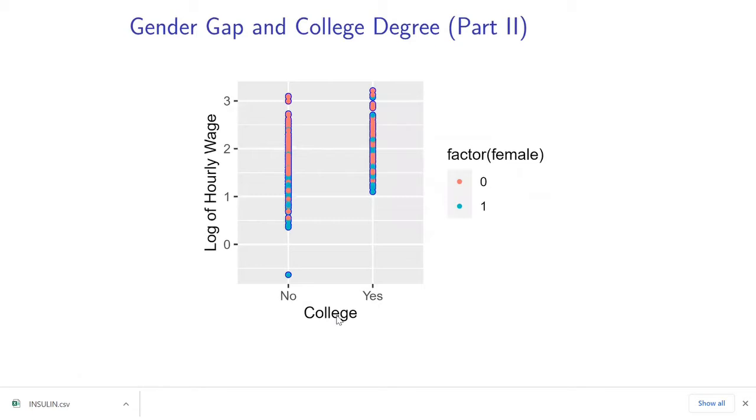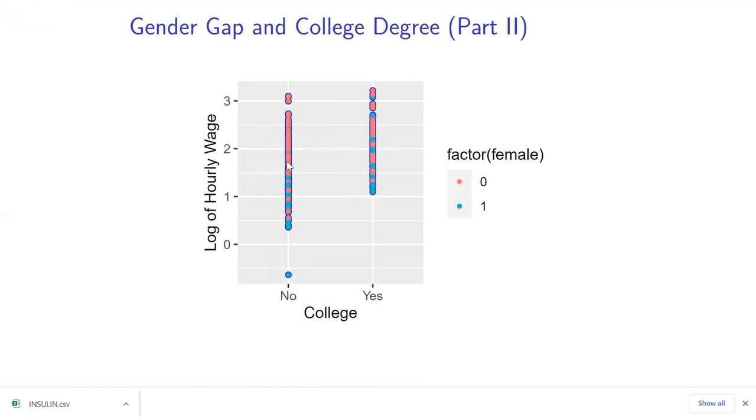Before running regressions, we usually start by doing plots to visualize whether there are varying effects between two independent variables. In this case, we plotted log hourly wage against the college dummy to see whether there is a difference in gender gaps between the group that has a college degree versus the group that doesn't have a college degree.